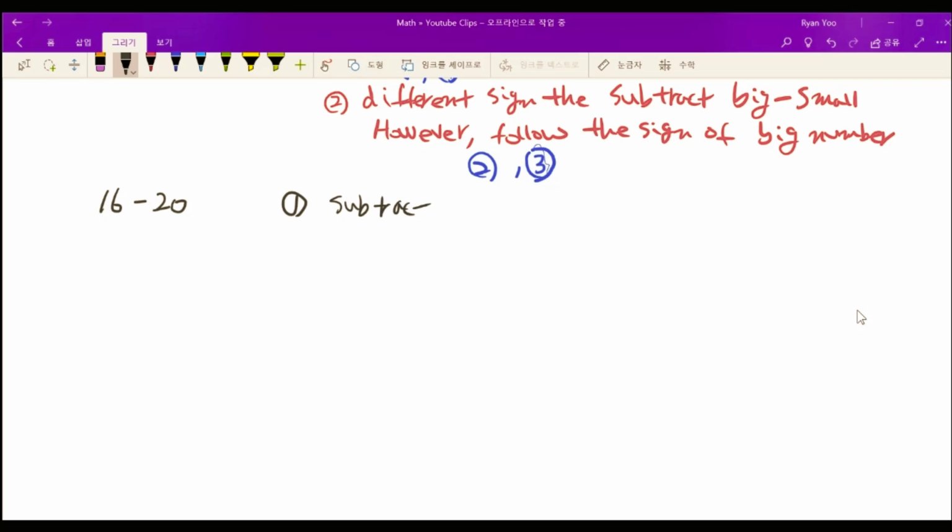Subtract, that's your first thing in your brain. And then number two, look at the bigger number. In this case, look at the 16 versus 20. Which one is a bigger number? 20 is a bigger number.